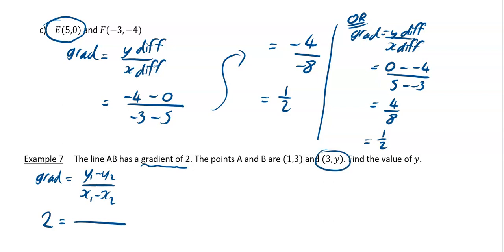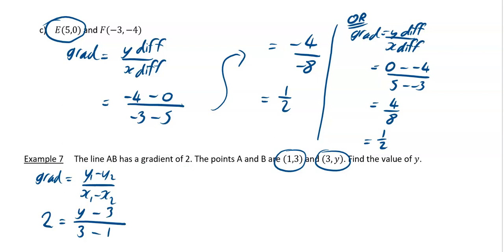I'm going to use this as my first point. So its y value is just actually y. Its x value is 3. And then for this one, my second point, the y value is 3. And the x value is 1. So that's what we have.